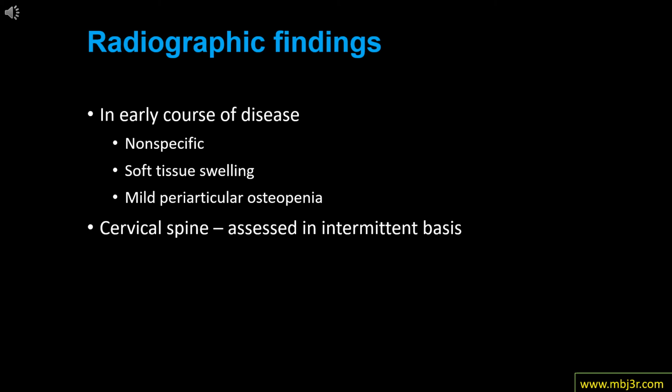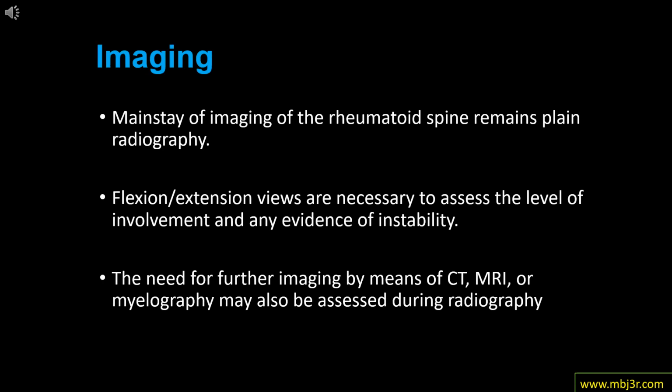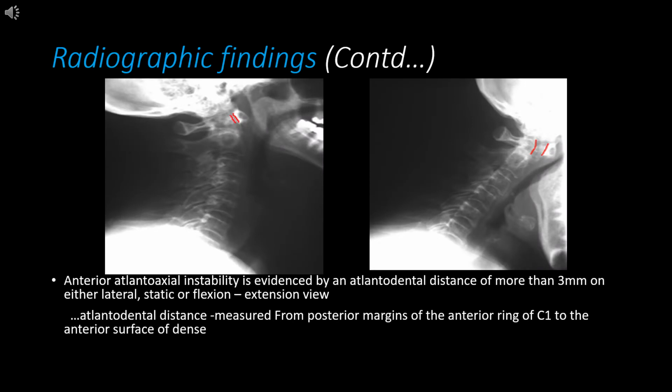Sometimes you will see soft tissue swelling or mild periarticular osteopenia. But a regular cervical spine X-ray is a must in symptomatic cases of rheumatoid arthritis. The mainstay of imaging of the rheumatoid spine remains plain radiography. Flexion extension views are necessary to assess the level of involvement and any evidence of instability. The need for further imaging by means of CT, MRI or myelography may also be assessed during radiography. Anterior atlantoaxial instability is evidenced by an atlantodental distance of more than 3 mm on either a lateral static or a flexion extension view.